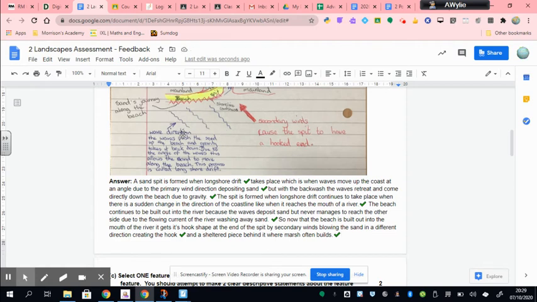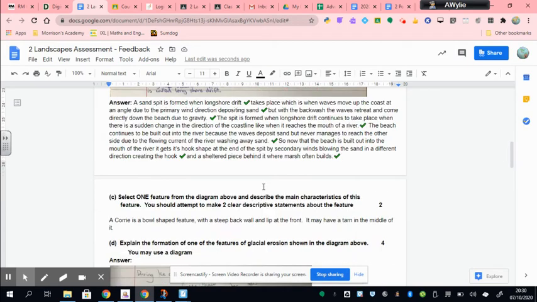So that's an incredibly good bit of answering, and well done to the 2 students that put together those answers. All right, let's continue. Here we've got a very simple question, and this is really a National 4 level question. You wouldn't expect to see this in a National 5 exam. It's just describing the main characteristics of a feature from a diagram.